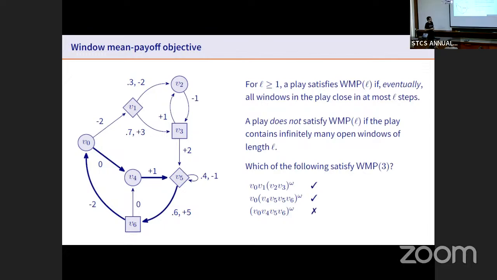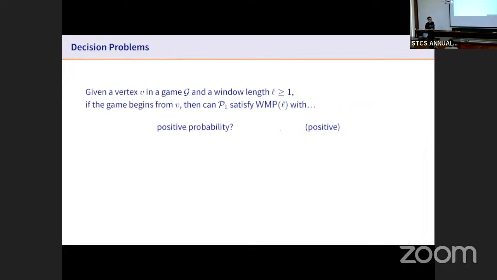Okay, so we'll come to a decision problem finally. So you're given a vertex V that the game begins from. You're given a window length L. And if the game begins from V, then the question is, can player 1 satisfy this objective with positive probability? So does player 1 have a strategy such that no matter what player 2 does, for all strategies of player 2, the resultant outcome satisfies this objective with positive probability.